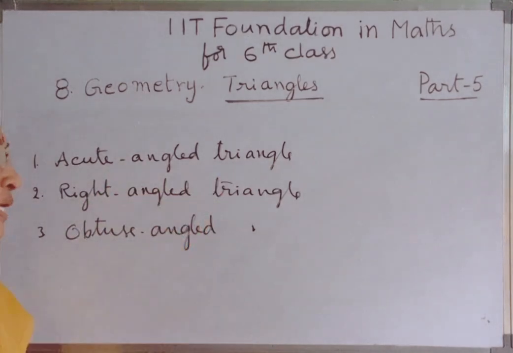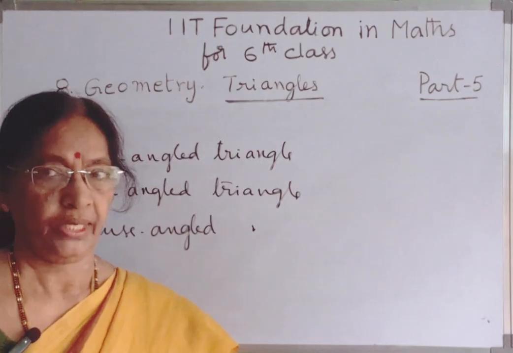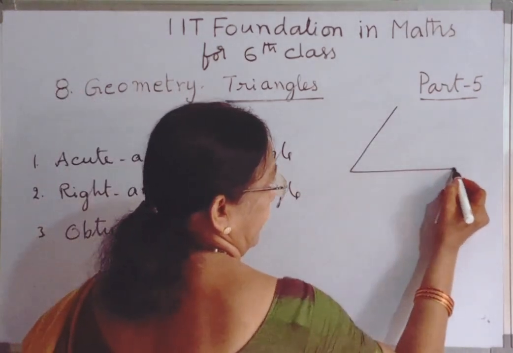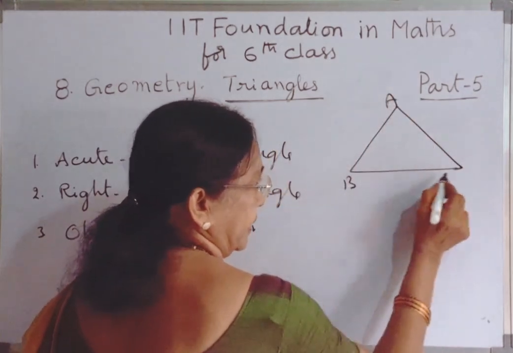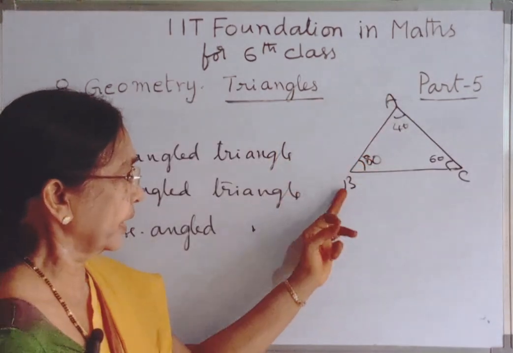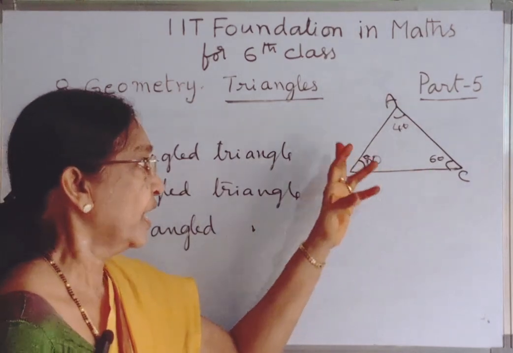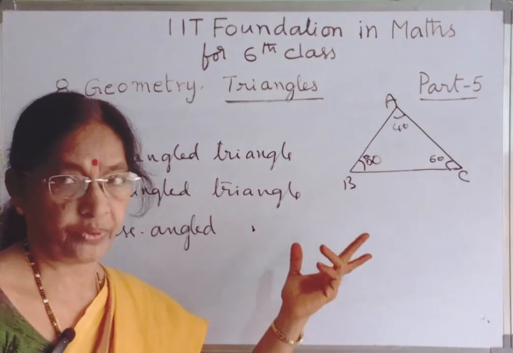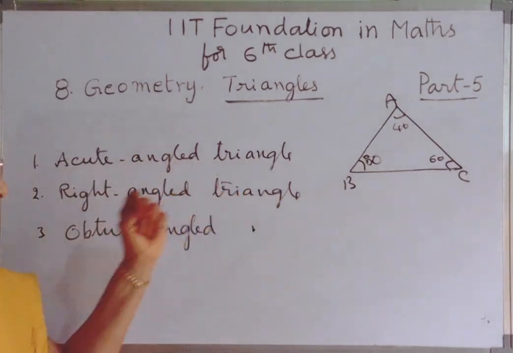Acute angled triangle means all the three angles of a triangle are acute, that is, less than 90 degrees. For example, let us take the triangle ABC and let the angles be 40, 60 and 80. Here all the three angles are acute, less than 90 degrees. Therefore, this is called an acute angled triangle.